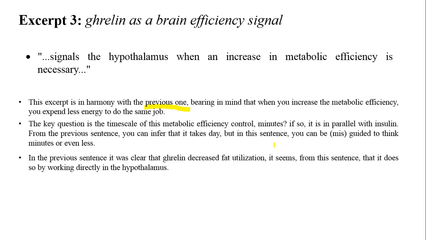So we have seen that ghrelin decreased fat utilization. It seems, though it's not very clear yet, that it works directly in the hypothalamus. If you come back to the previous picture of the network between the hypothalamus, the stomach and the pituitary gland, the ghrelin goes to the hypothalamus, the hypothalamus activates the central nervous system, which asks you to use energy more efficiently. So it is an indirect effect.